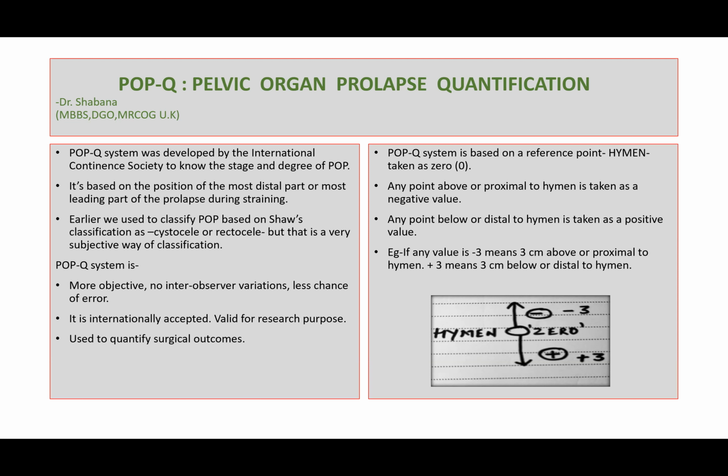So what is the POPQ system? This was developed by the International Continence Society to know the stage and degree of pelvic organ prolapse. It is based on the position of the most distal part or most leading part of the prolapse during straining. Earlier, we used to classify pelvic organ prolapse based on Shaw's classification, like cystocele or rectocele, but that was a very subjective way of classification. And there were also inter-observer variations.